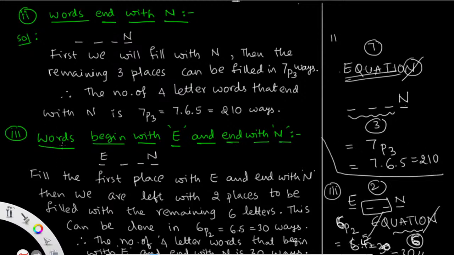Question number three: words that begin with E and end with N, to form a 4-letter word. So fix E in the first place and N at the end. We have 6 letters remaining and the blank places are 2. The 2 places are to be filled with the remaining 6 letters, so this can be permuted in 6P2 ways. 6P2 is starting with 6 and writing up to 2 terms, that is 6 into 5, which is 30 ways. Therefore, the number of 4-letter words that begin with E and end with N is 30 ways.